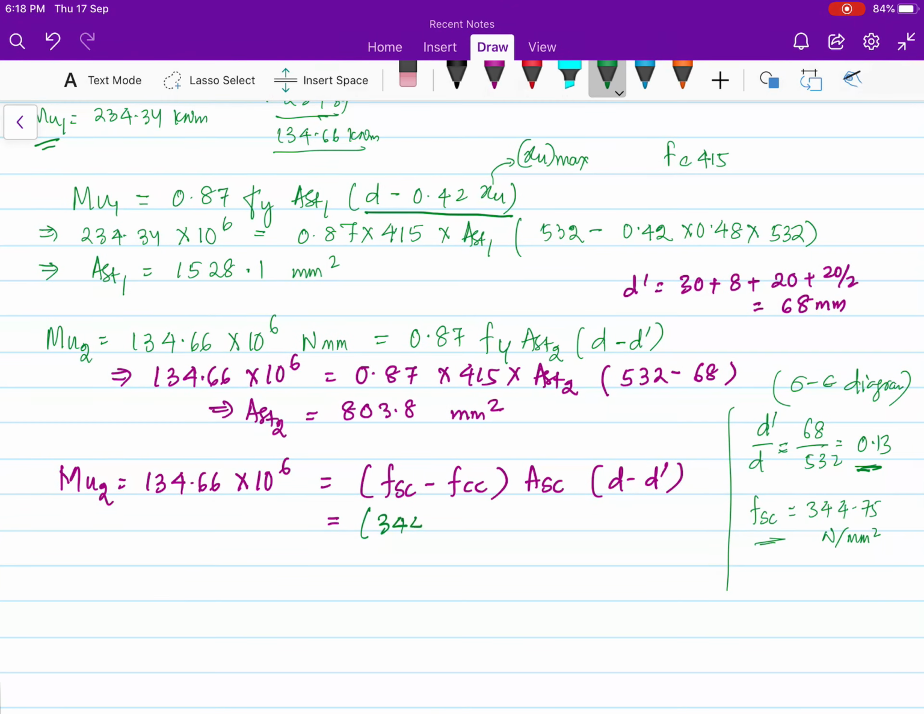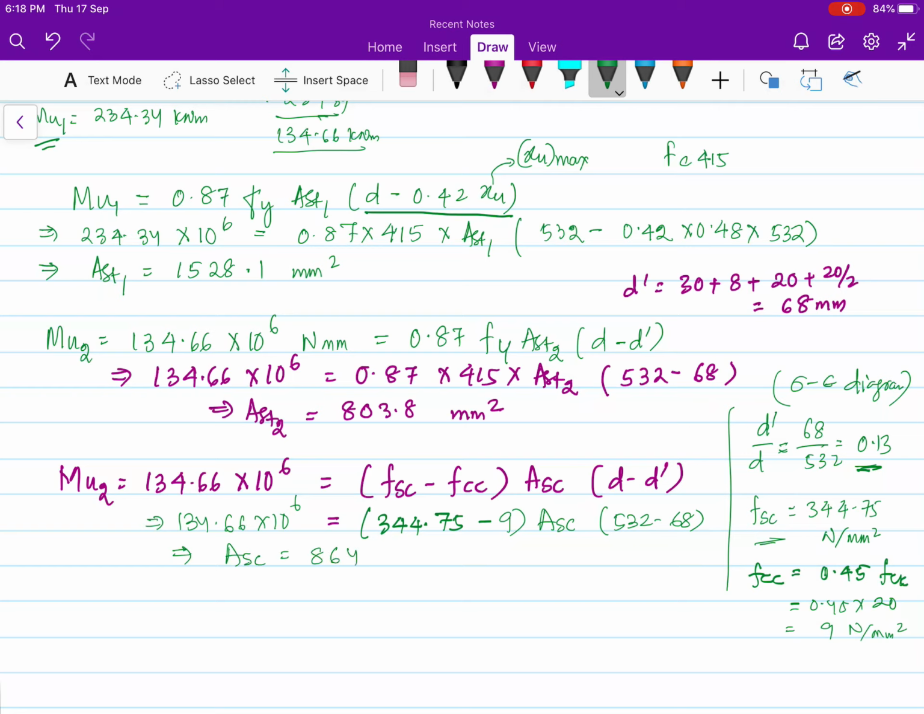So 344.75 minus FCC. FCC is the compressive stress in concrete at level of centroid of compression steel, which we are taking 0.45 of FCK. So 0.45 of FCK, M20 we have considered. So here the value is 9 Newton per mm square. So minus 9 into ASC, we are going to calculate, into 532 minus 68. Okay, so solving this equation, the only unknown is ASC. So we are getting 864.4 mm square.